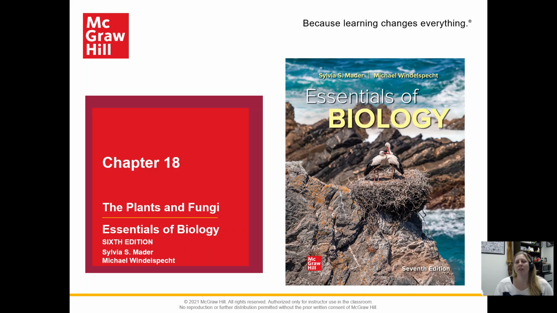But then after that, how do we classify the different kinds of plants or the fungi or the animals or the protists, and how do we figure out what belongs where? So this particular chapter is going to be focusing on plants and fungi. Plants will be chapter 18, part 1. Fungi will be chapter 18, part 2. So let's get into it.